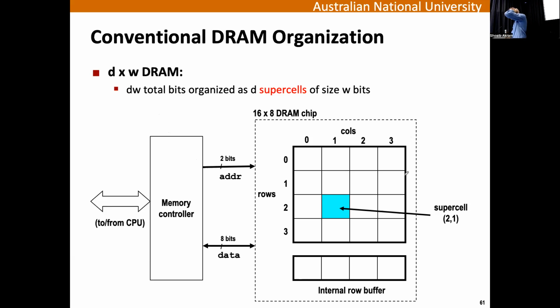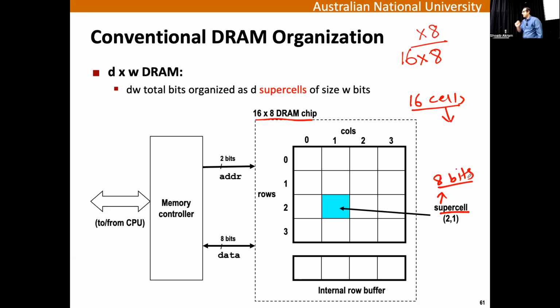So the way this DRAM chip works, this is a 16 into 8 DRAM chip. We call it X8 if you ever go to buy it. So there are 16 cells, and we call each cell actually the supercell. And each supercell has, in this case, 8 bits.